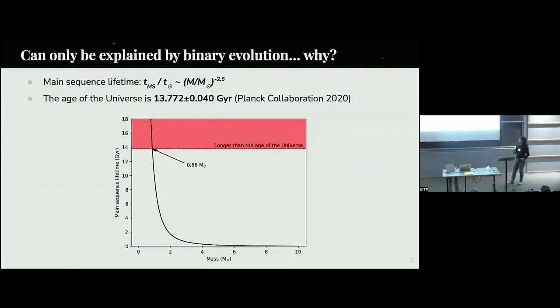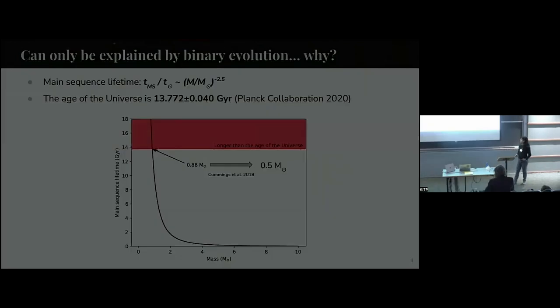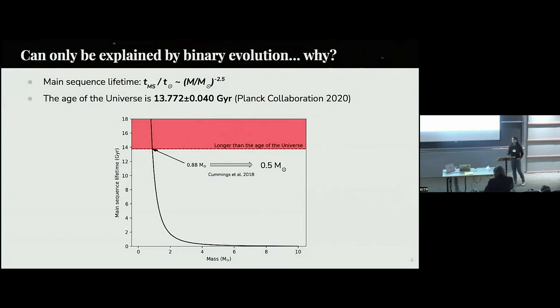The reason why they can only be explained by binary evolution is very simple. We know that main sequence lifetime scales with mass, and we know that our universe has a finite age. So if we simply plot this approximation to main sequence lifetime and compare it to the age of the universe, we see that only stars with masses above 0.88 solar masses have had enough time to evolve off the main sequence. And if we use an initial to final mass relation, this corresponds to a mass of 0.5 solar masses.